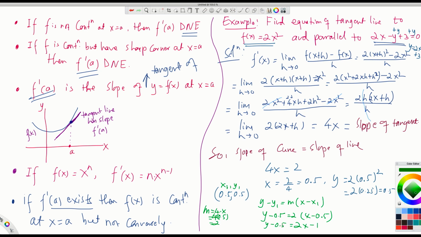Now you add 0.5 to both sides. So what do you get? You get y equals 2x minus 0.5. So that is the final answer for this problem.